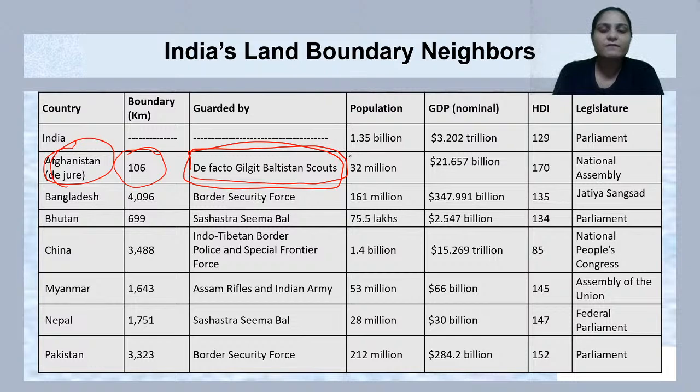The population of Afghanistan is 32 million, as compared to our population of 1.35 billion, so it's one-fifth of us. It's a small country. Afghanistan is bigger than Bangladesh, but slightly smaller than Myanmar and almost the size of East Texas in America. The GDP of Afghanistan is extremely low. The only place which has a lower GDP than Afghanistan is actually Bhutan, but there is a huge difference in the size.